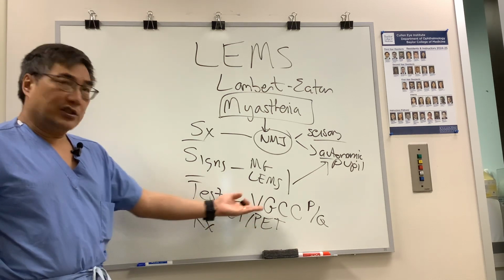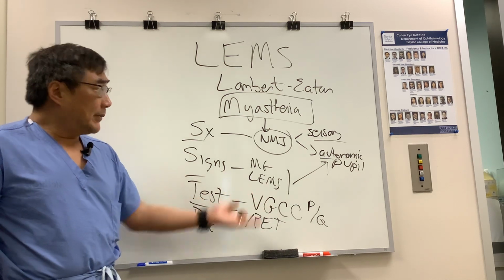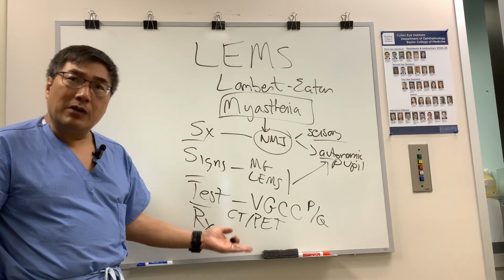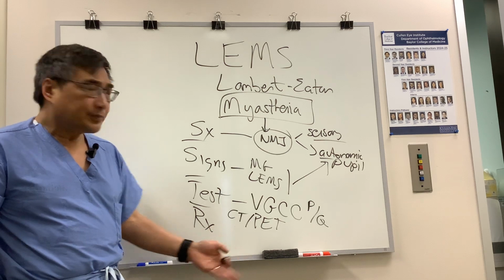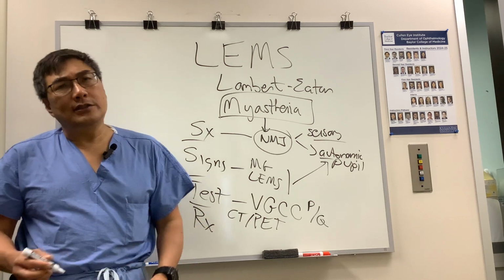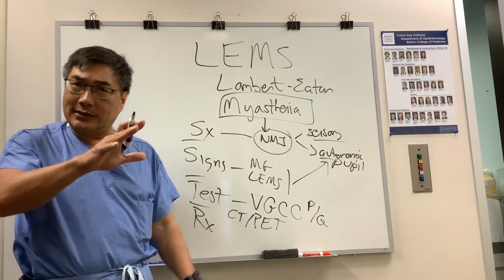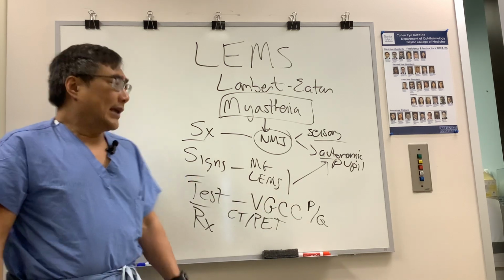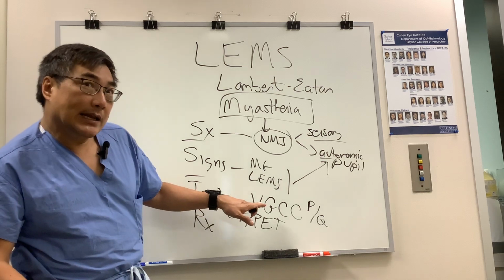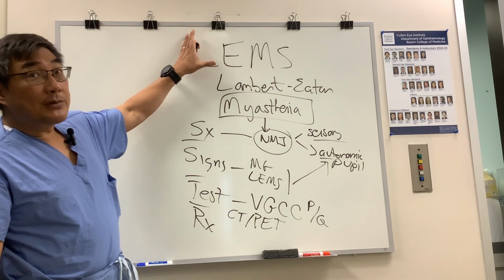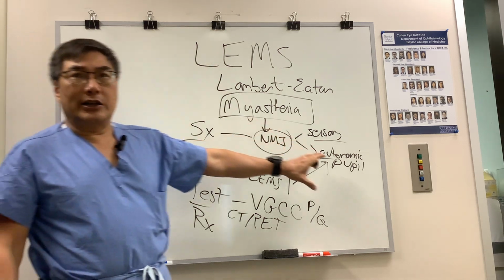The treatment: suppress the immune system. Pyridostigmine can be used, just like myasthenia gravis, but we're not really looking for thymoma. We're looking for small cell carcinoma of the lung. And there are new drugs that target the modulation of the voltage-gated potassium channel, which is also voltage-gated, amifampridine, an FDA-approved drug.